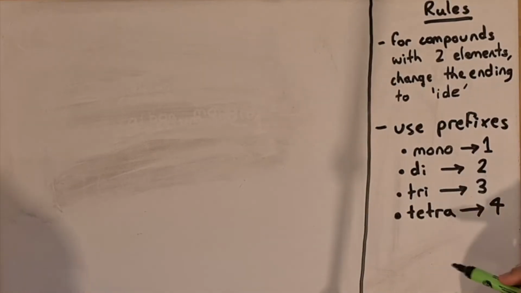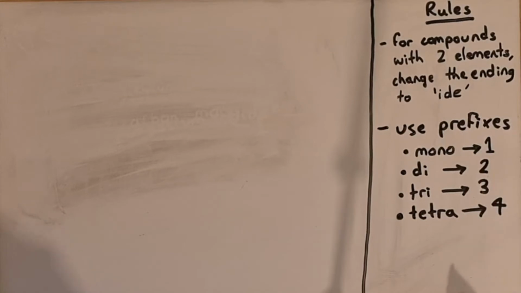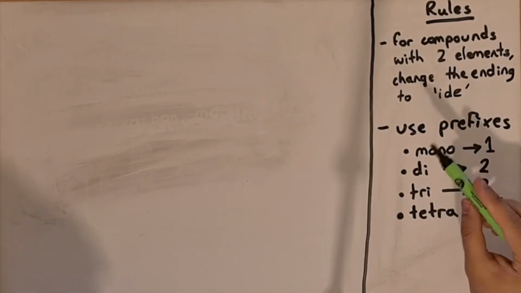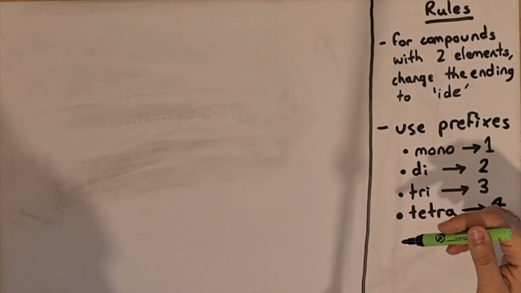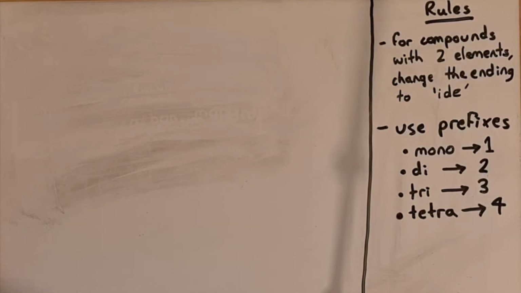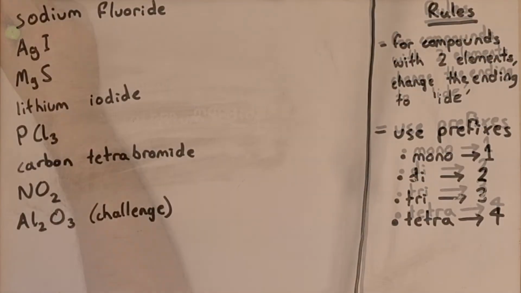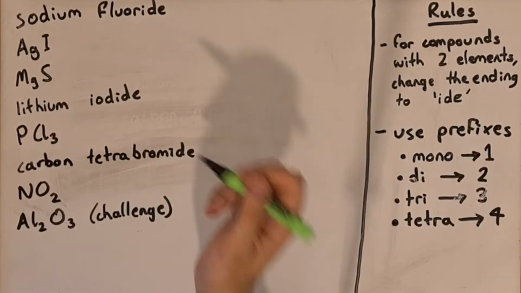Now let's have some practice. I'm going to write a list of a mixture of compound names and some chemical formula. When I write this list, I want you to pause the video, and for each name that I write down, I want you to try and work out what the formula is and write this down. And for each formula that I write down, I want you to try and work out what the name is. So here's the list. Did you manage to get that?